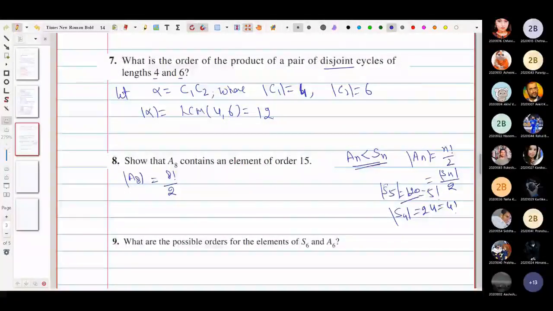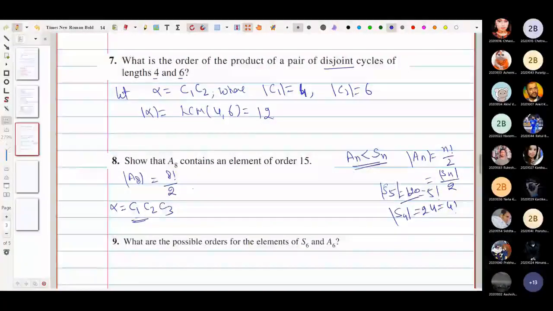So let us see how we can show A8 contains an element of order 15. We need not prove that it contains such an element, but we just need to write the element. So suppose alpha is some element which is a product of two disjoint cycles, or 2 or 3 disjoint cycles, whatever you feel like, there is no problem.